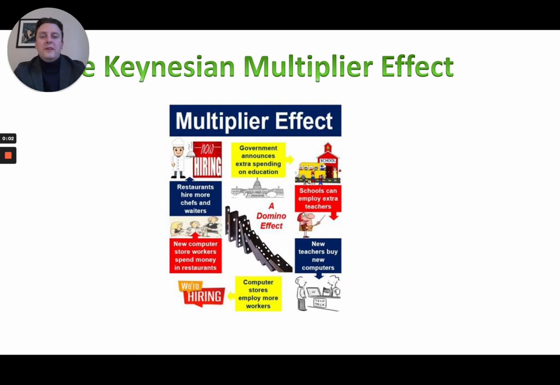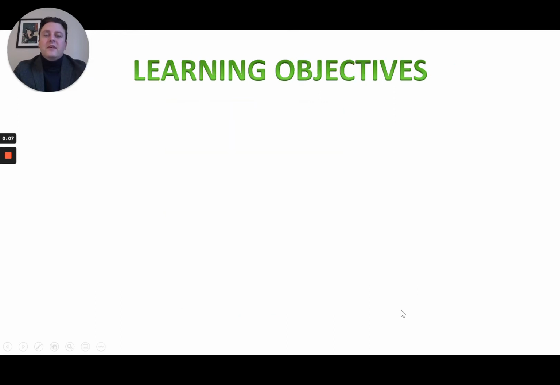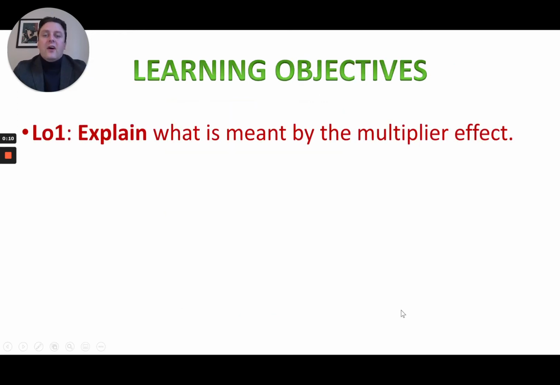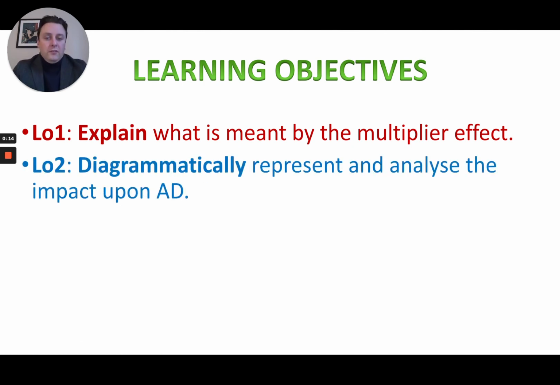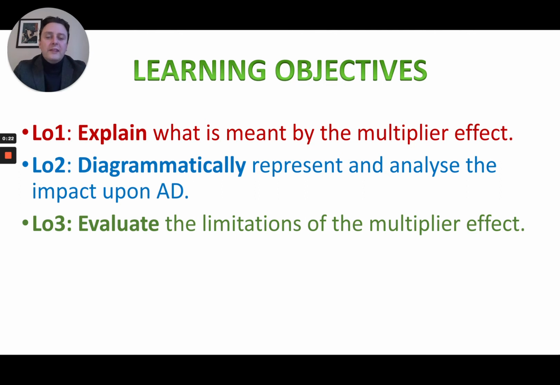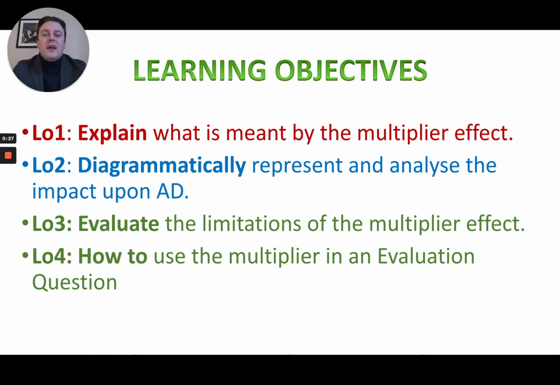Hello everyone, so today we're going to be talking about the Keynesian multiplier effect. So our learning objectives for today are to explain what is meant by the multiplier effect, to diagrammatically represent and analyse the effect of the multiplier on AD, to evaluate the limitations of the multiplier effect, and we're going to be learning how to use the multiplier as an effective evaluation of several government policies.